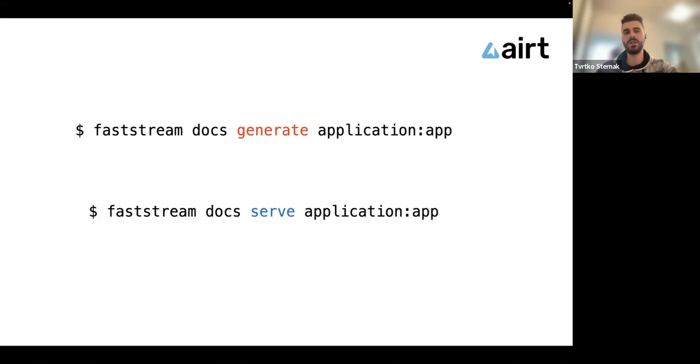So you just run the FastStream docs generate application app, and then you will get a JSON file that contains the AsyncAPI documentation for your application. If you would like to instead serve it as a web server, you can always do the FastStream docs serve and pass in your application.